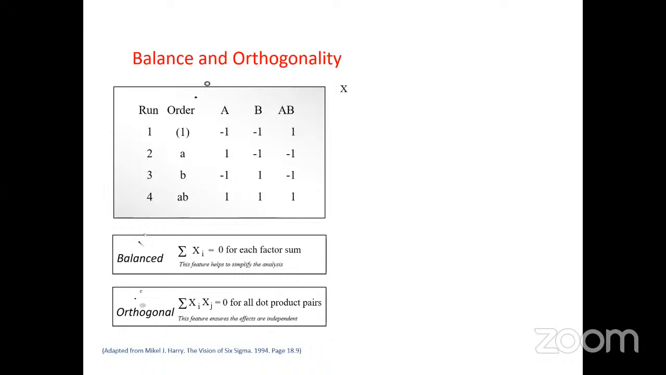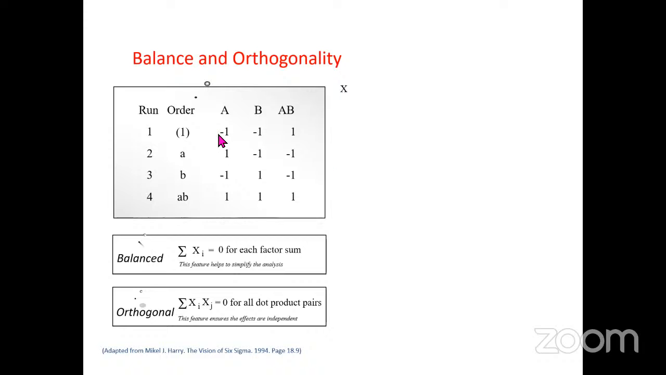The number of experiments you do at each level should be equal. There should not be any bias at all. If I do some experiments at some temperature and fewer at another, or more experiments at some pH and fewer in some other pH, that's totally wrong. That's called balanced design. So any design should have that balance, number one.